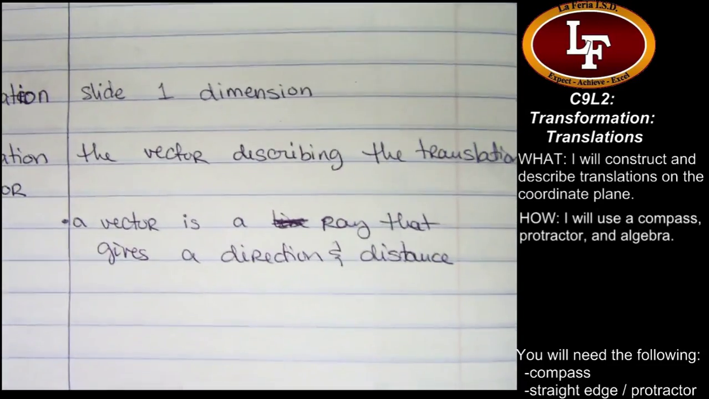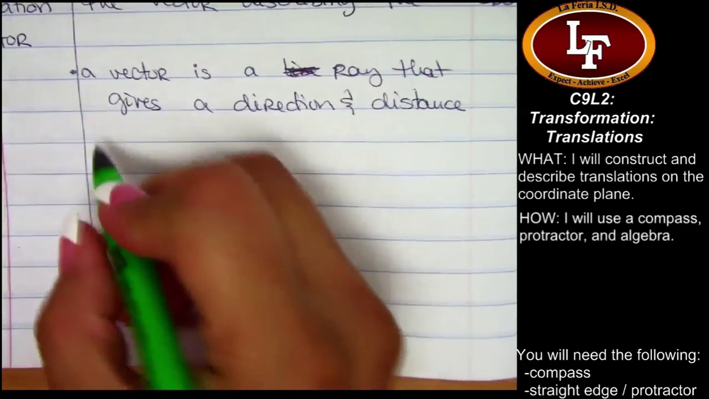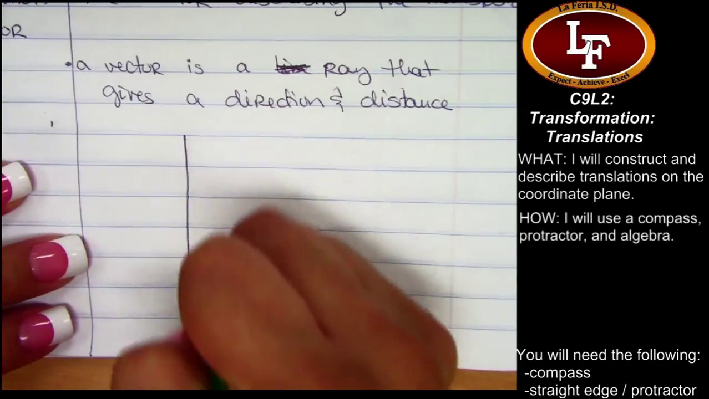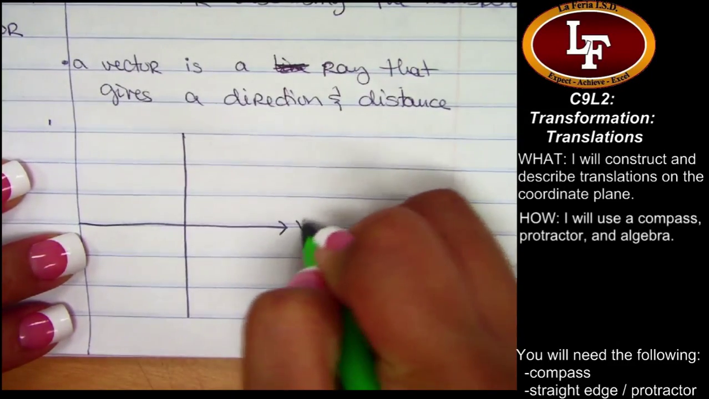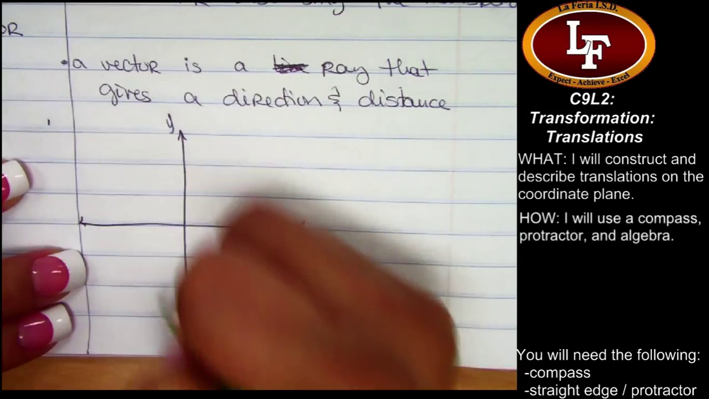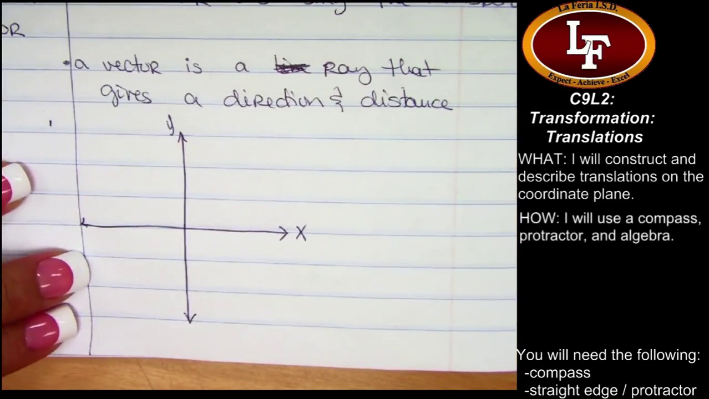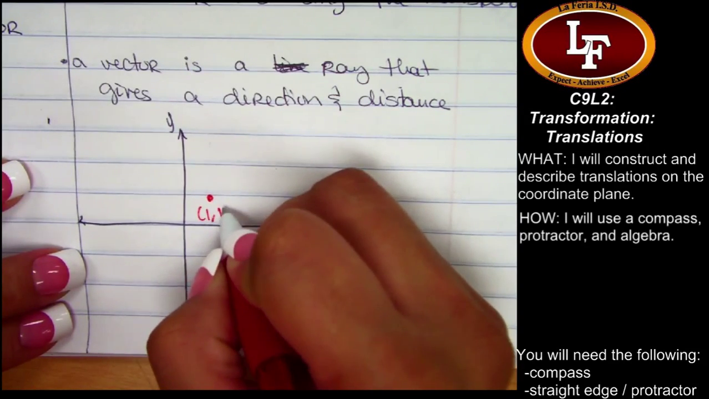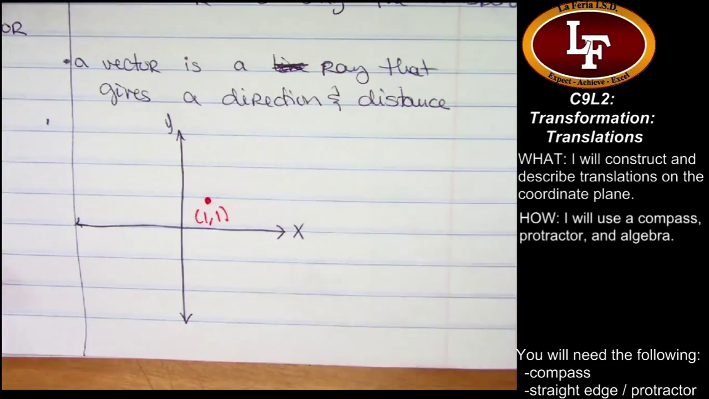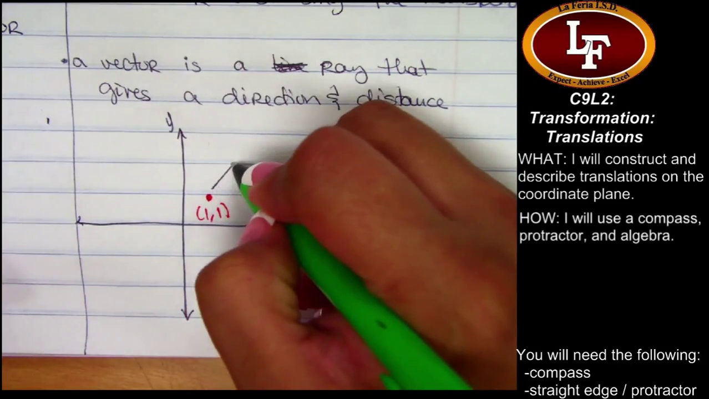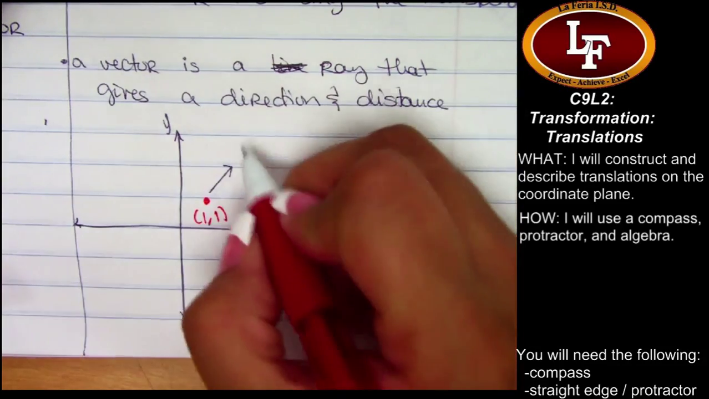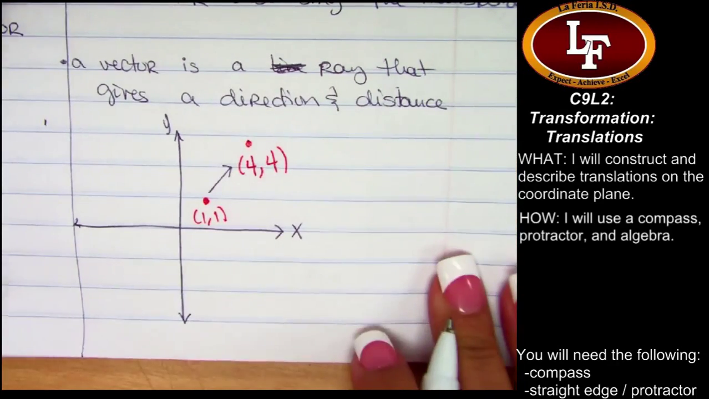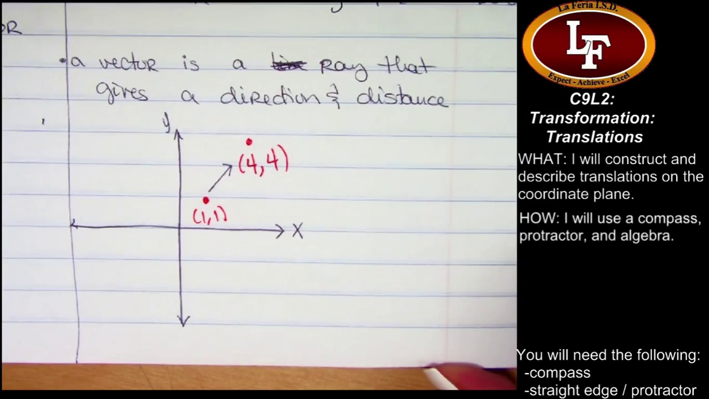Now vectors are written very special ways, so we're going to take a moment and we're going to look over that real quick just so that you have it in your notes. And we're going to start with our coordinate grid. So here's our coordinate grid. And say we have some point, I don't know, here at 1, 1. And we're going to move it from 1, 1. We're going to move it so that it ends up at 4, 4.